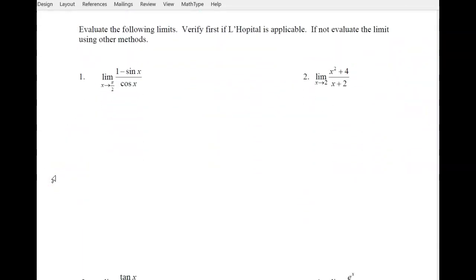So, take a look at problem 1. Verify if L'Hopital's rule applies, to say that easier. And if not, find the limit using other methods. You may stop the video here, try this one, and come back, and I will do it out.